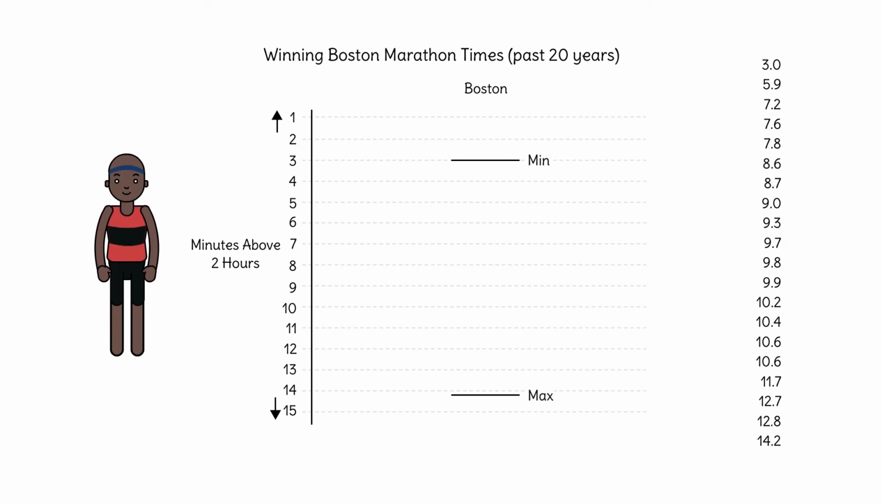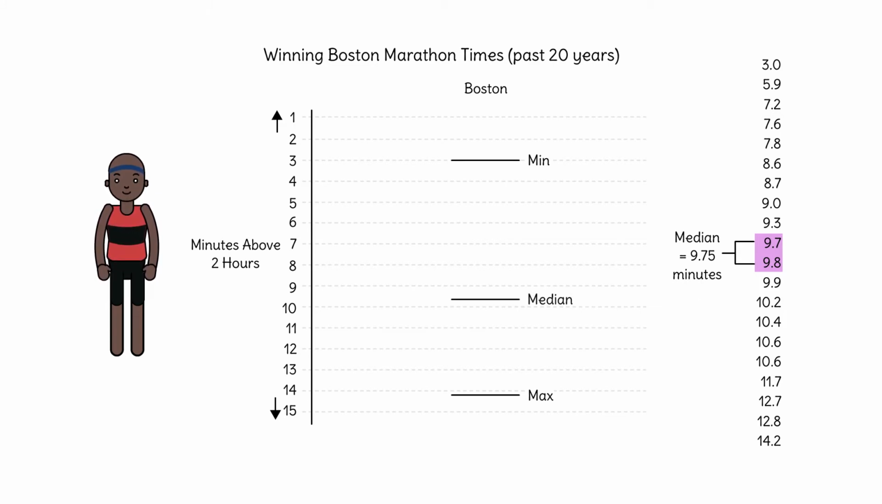Now let's find the median. That's the middle number. Since there are 20 winning times here, there is no middle in the list. We'll have to average the 10th and the 11th numbers. That's 9.75 minutes. We'll mark the median with a horizontal line.